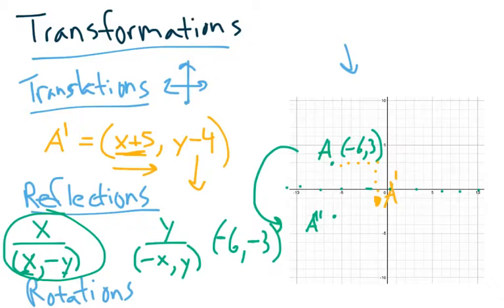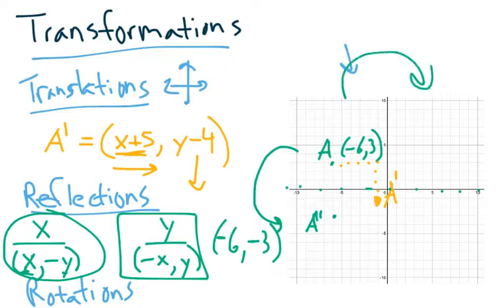Now, if we were to reflect over the y-axis, it would go over this way, and here the y stays the same, so I'll still have 3, so 1, 2, 3, but now my sign changes from being negative 6 to being positive 6, so 6, 3, and we'll call that our third translation.